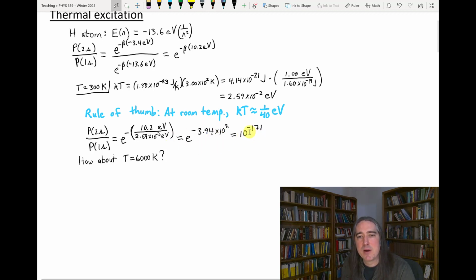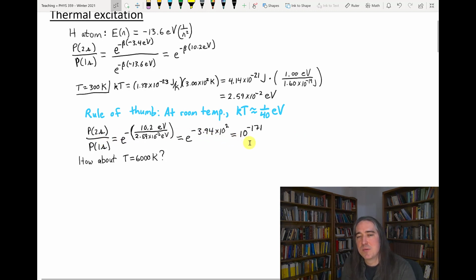Okay, and we can convert this into a power of 10. This is 10 to the minus 171. So for scale, the estimate for the total number of particles, protons, electrons, neutrons, in the universe, but dominantly protons and electrons, is somewhere in the vicinity of 10 to the 100. So this means even if every single particle in the universe was a hydrogen atom, all at 300 Kelvin, there's still a vanishingly small probability that we would find any of those 10 to 100 atoms in its first excited state.